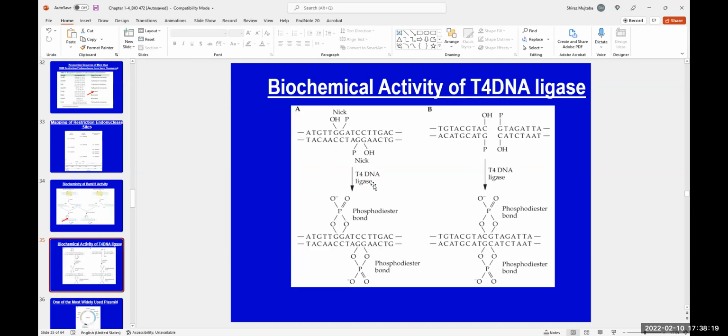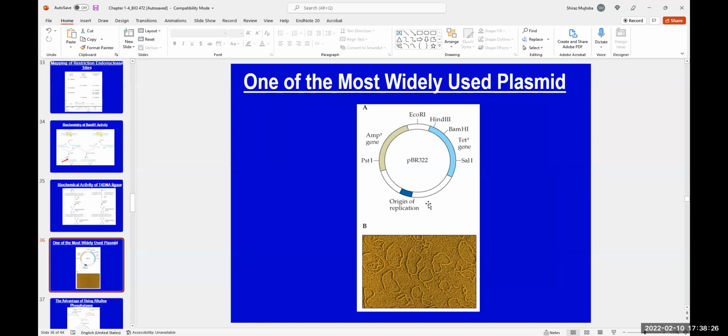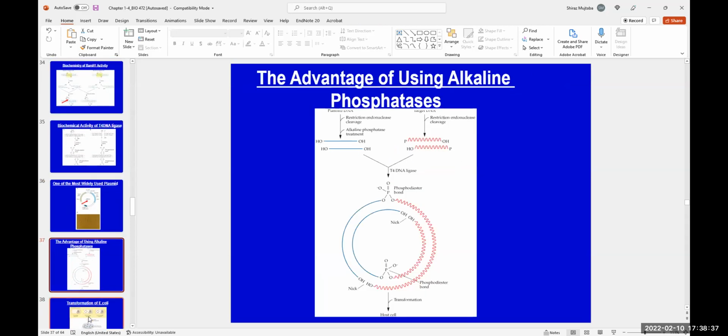So ligase is an enzyme that catalyzes the phosphodiester bond. This is one of the very old classical plasmids. It's called pBR322. Also, sometimes scientists use alkaline phosphatase to remove the phosphate group to make cloning more efficient. So the phosphate group is removed with the help of alkaline phosphatase.